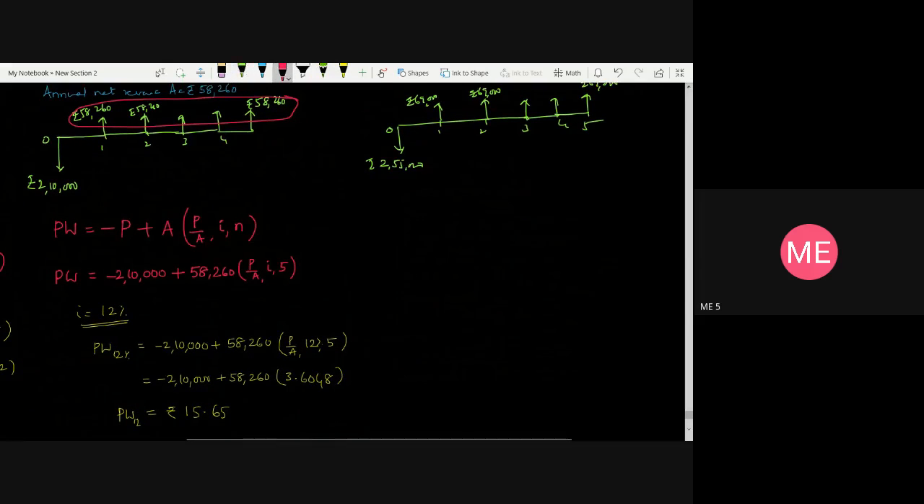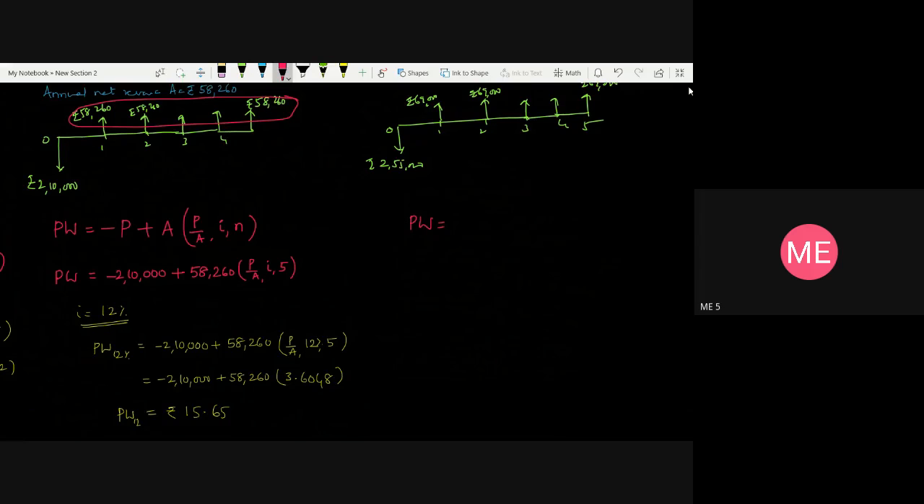Similarly, writing the present worth equation, because it is revenue dominated, it is minus P plus A into P by A comma I comma N. So what is the P value here? Minus rupees 2,55,000 plus A, which is given as 58,260. P by A comma I comma N, with N as 5 years for all the alternatives. Then we calculate for different values of I, to find where the present worth changes from positive to negative.